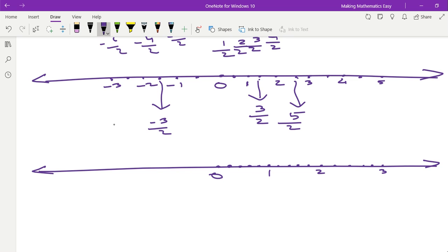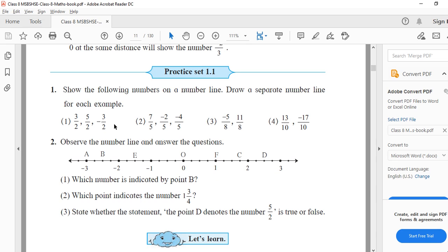This is your numbering 3. Same way we'll have to do on the left hand side, 1, 2, 3, 4, 5. This is -1, then 2, 3, 4, 5. This is -2. I think this would be sufficient for our sum. Let's see what number we need to show on the number line.